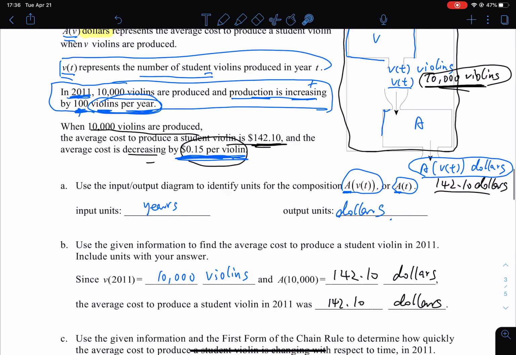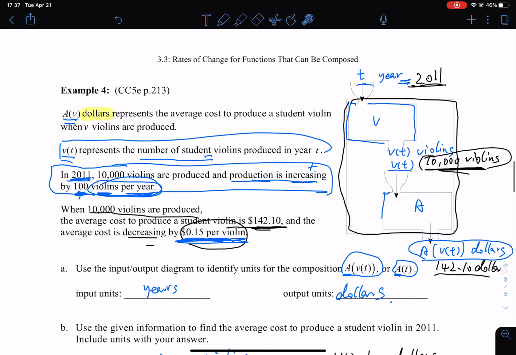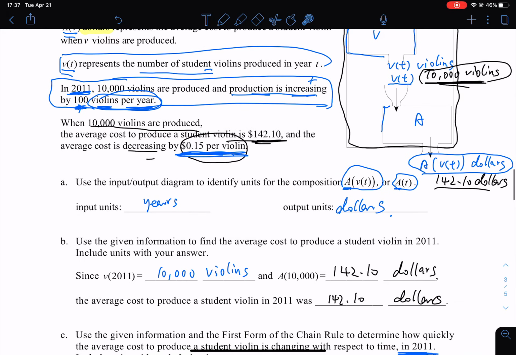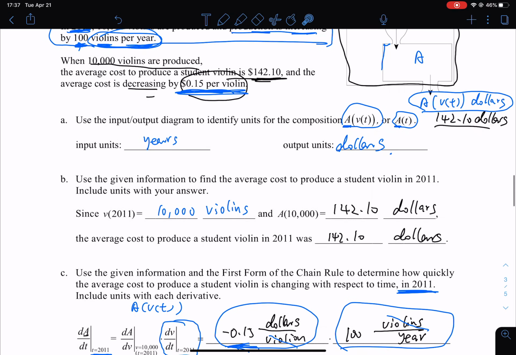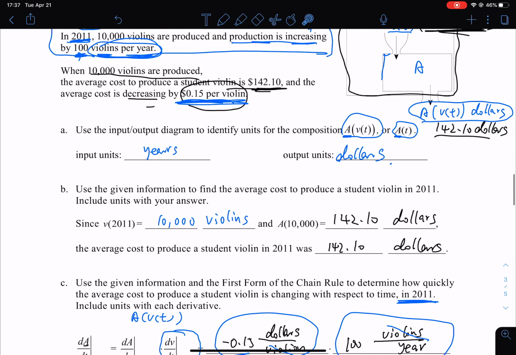And the A of 10,000. So A of 10,000, that means when 10,000 violins are produced, the average cost, because A of something means the average cost when v is just the v violins. So here we know when v equals 10,000, then the corresponding A of v is right here, 142.1, and the unit is just dollars. And the average cost, so this is talking about this part.